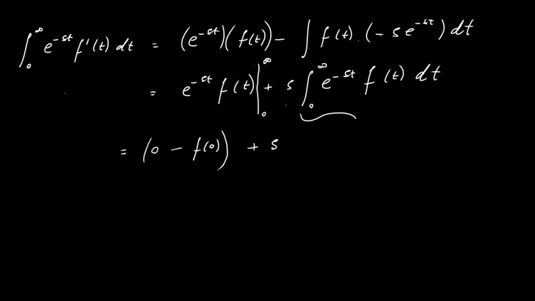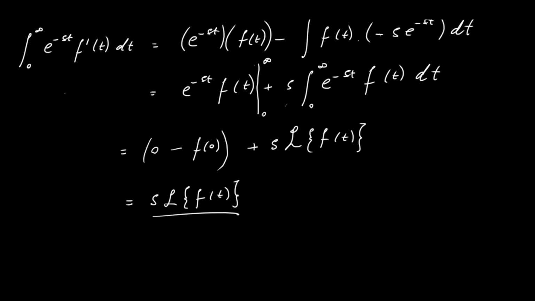And then if you look at this part of our answer here, we just see that we've got the integral from 0 to infinity of e to the power minus st times this function here. So that's just the Laplace transform of this function. So really it's just s times the Laplace transform of f of t. So that's the first part of our answer.